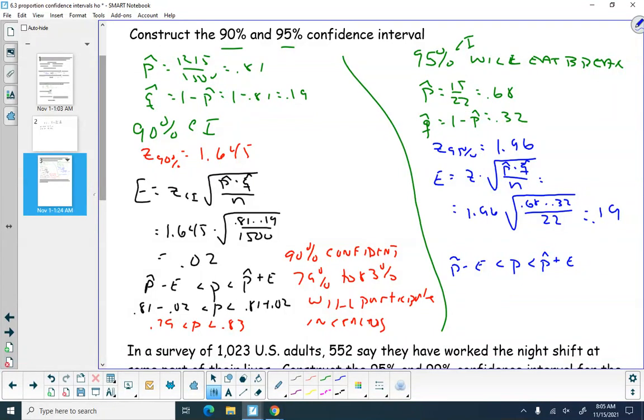So we have our p hat plus this error and p hat minus the error. So we have 0.68 minus 0.19 and 0.68 plus 0.19. So our two values that we come down to are what, Justin? 0.49. With such a small sample size, only 22, we're not going to be very close to the population, but with the sample that we have, we can guesstimate that anywhere from 49% to 87% of people at Dalton High School ate breakfast.